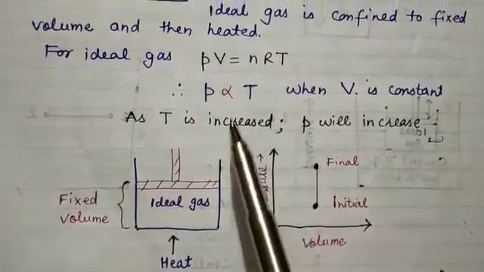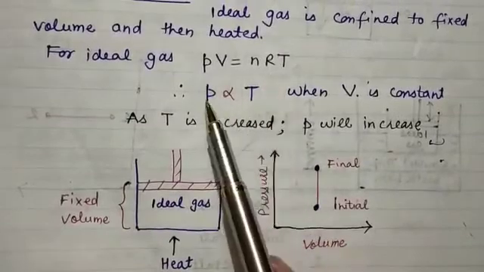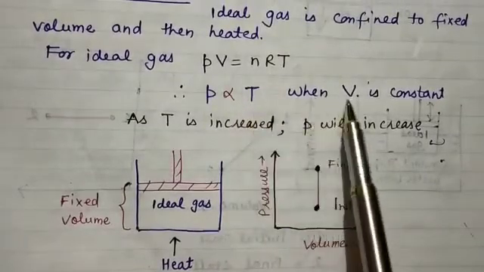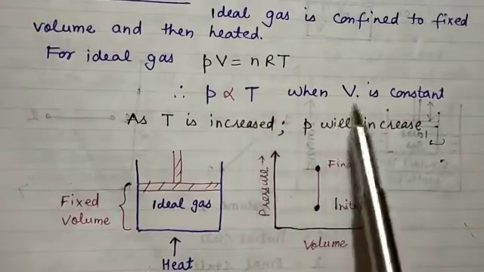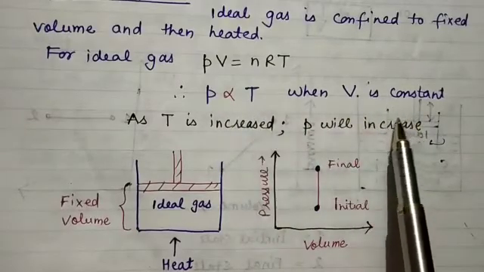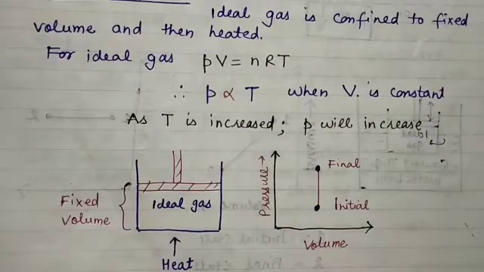And here you will see that PV is equal to nRT. P is directly proportional to T when the volume is constant. So this is another relationship in which the volume is kept constant. So the process in which the volume of the system is kept constant is called the isochoric process.